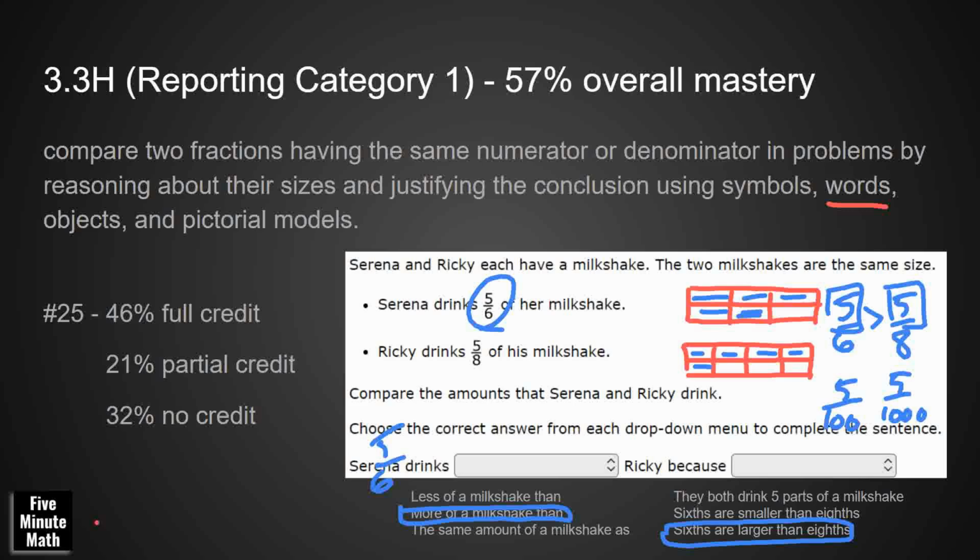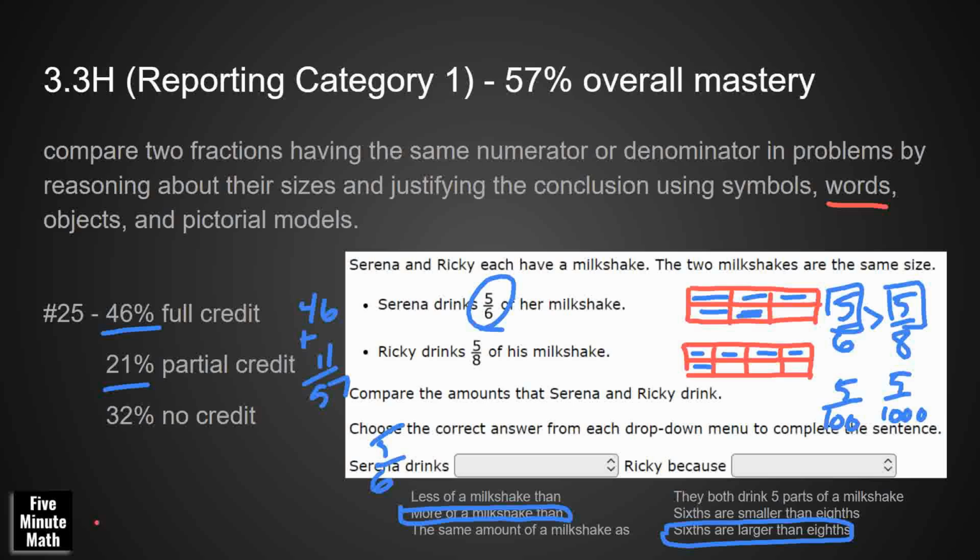The more pieces I cut that whole into, the smaller each piece is going to be. And that's what we need our students to think through. So we had 46% of our students get full credit, 21% get partial credit or 1 point. So we take half of that, that rounds up to 11. And so our 46 and our 11 is what gets us our 57%.